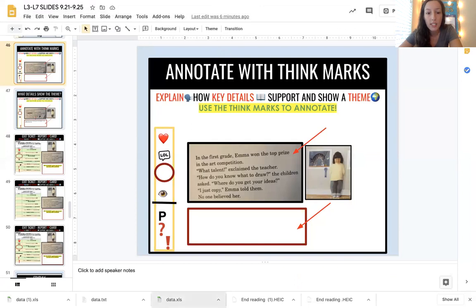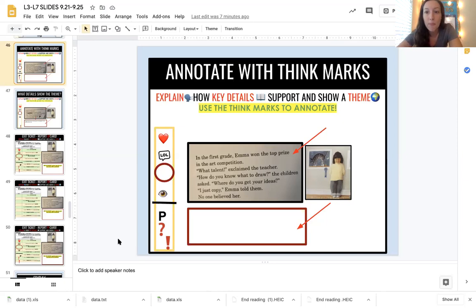So the page right here says, "In the first grade, Emma won the top prize in the art competition. 'What talent!' exclaimed the teacher. 'How do you know what to draw?' the children asked. 'Where do you get your ideas?' 'I just copy,' Emma told them." No one believed her. So let's take a second to think about our story.